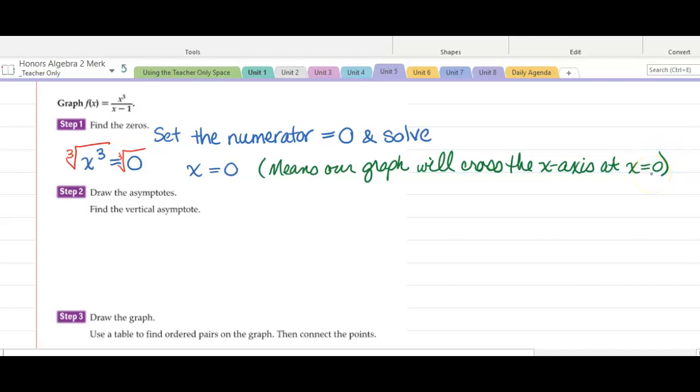That's what it means. Now let's think about vertical asymptotes. Just like before, we're taking that denominator, setting it equal to 0. This is where it's undefined. Solving. When x equals 1, there is a vertical asymptote.